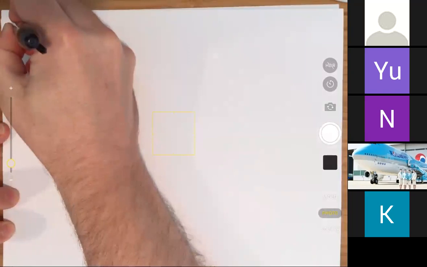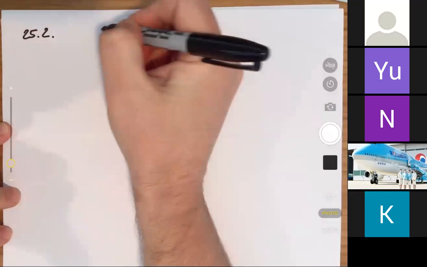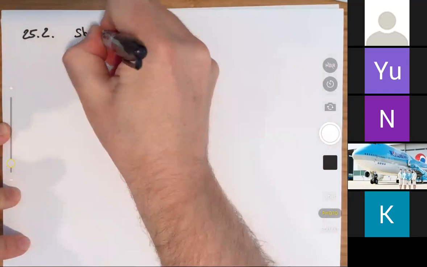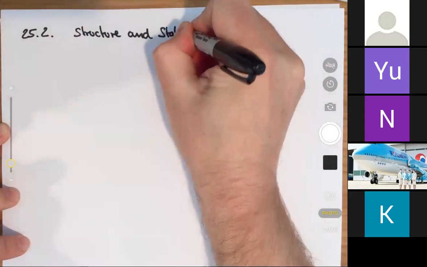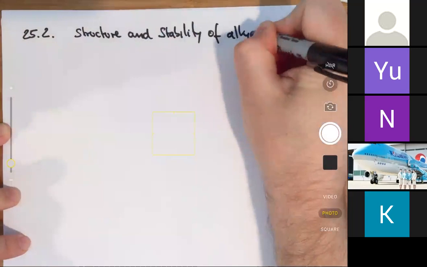So we're going to continue on our chapter on radical reactions, and we're going to start today discussing a little bit the structure and the reactivity, essentially, of alkyl radicals, because those are the ones that are most interesting for us as organic chemists. So you'll find this in your book in chapter 25.2, and this is structure and stability of alkyl radicals.